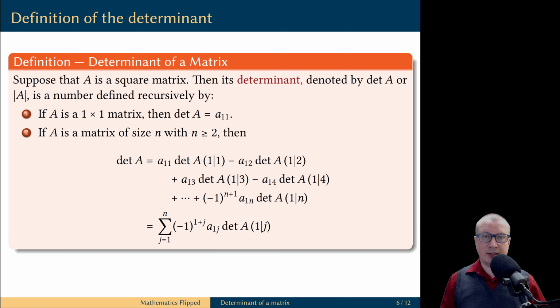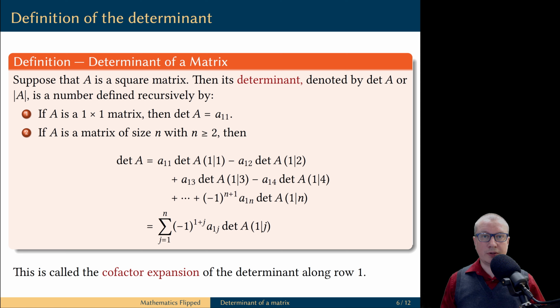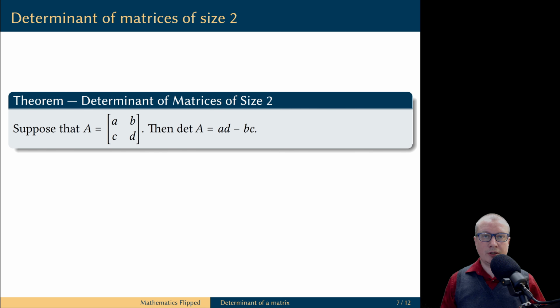This can be represented compactly using the sigma notation. Notice one important pattern. The power on -1 is equal to the row number plus the column number of the entry we're taking. This formula for the determinant of the matrix is called the cofactor expansion of the determinant along row 1. There is a simple formula for the determinant of 2 by 2 matrices.